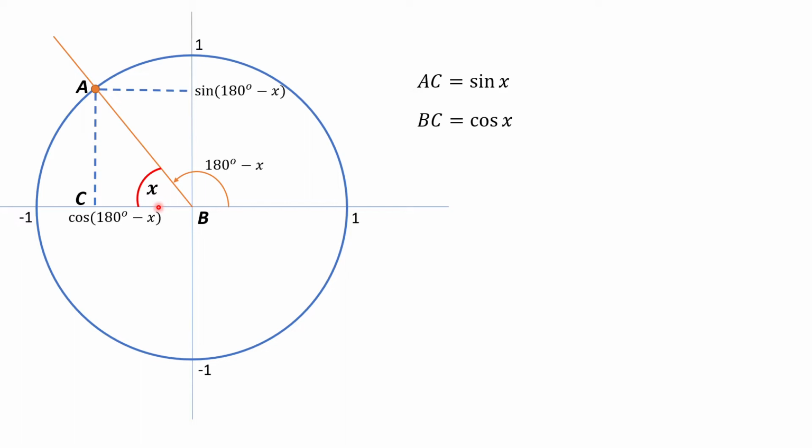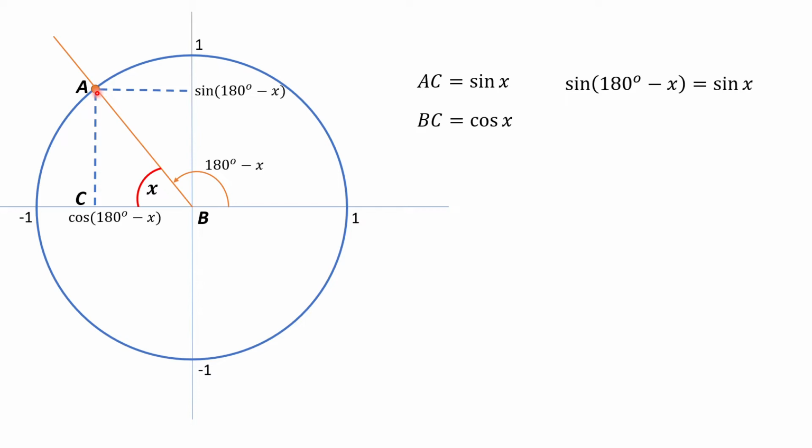So now let's look at the vertical coordinate of point A. On one hand, it is sine of 180 minus x. On the other hand, it equals the length of the vertical leg of the triangle, AC. And AC equals sine x, which means that sine of 180 minus x equals sine of x.